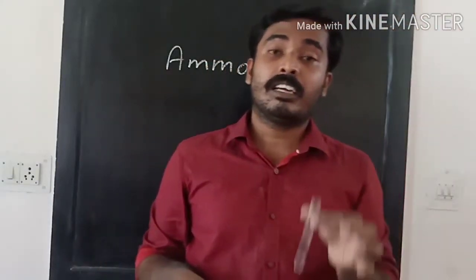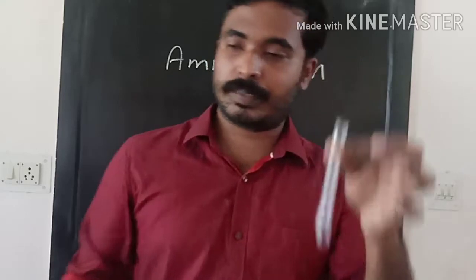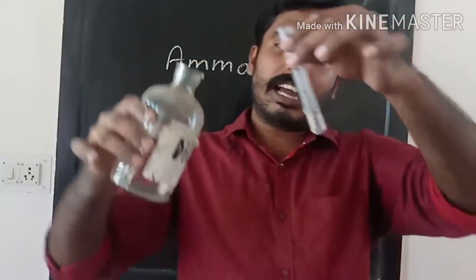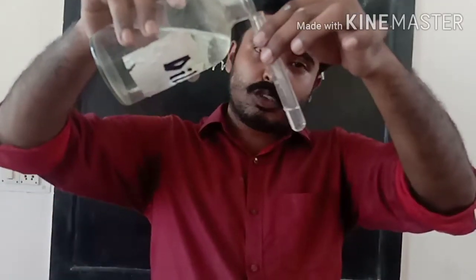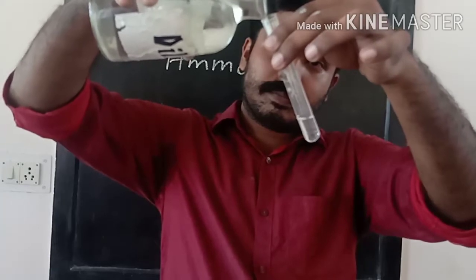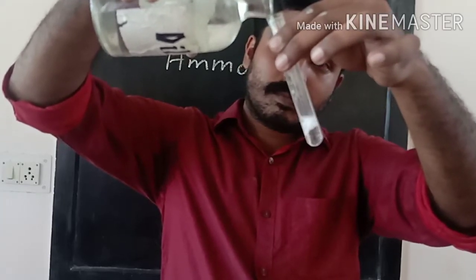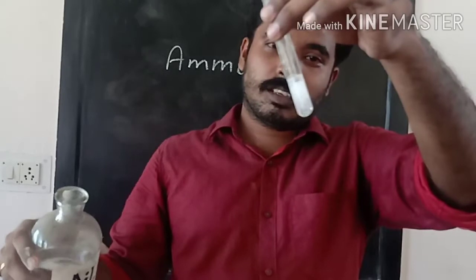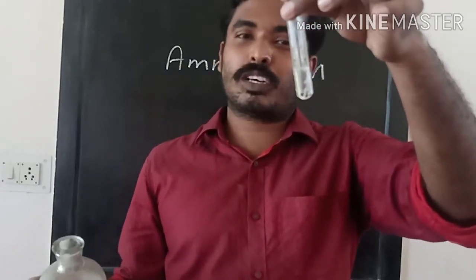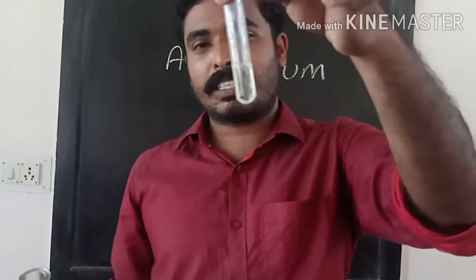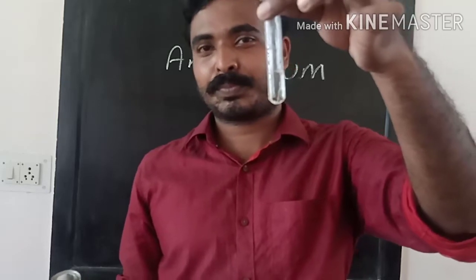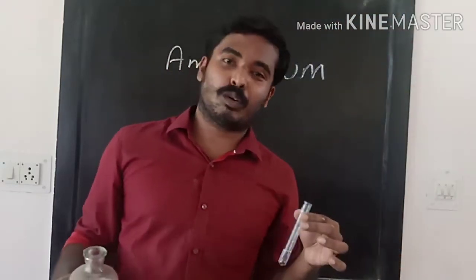Now I will add dilute HCl to it. Please observe the test tube carefully and what's happening. I am adding dilute HCl to it. What can you see? Brisk effervescence was formed, isn't it? Still bubbles are coming. Brisk effervescence has formed. These bubbles are carbon dioxide.